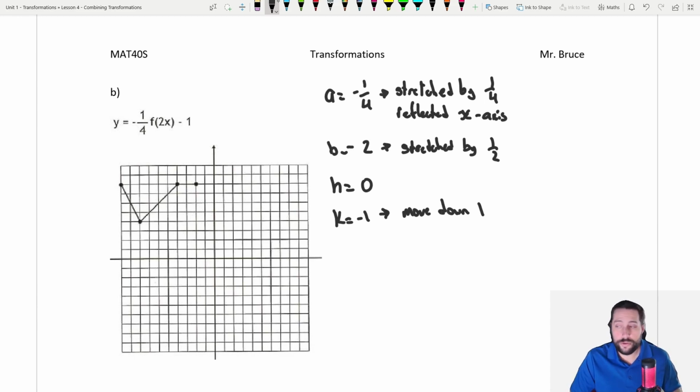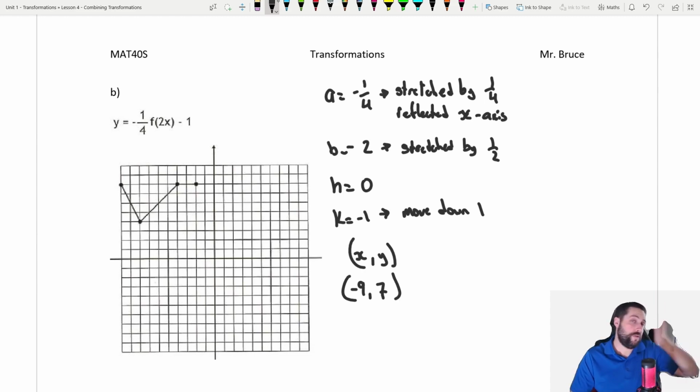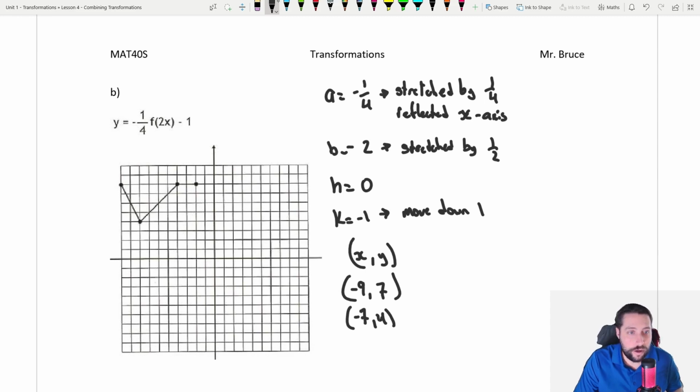Okay, so what we'll do now is the mapping notation. So we have our original x and y. It looks like we have -9 and 7. Again, I'm doing the far left to the far right. So -9 and 7. Next one we have is -7 and 1, 2, 3, 4. Then we have 1, 2, 3, 4. So we have -4 and 7. And then finally we have -2 and 7.